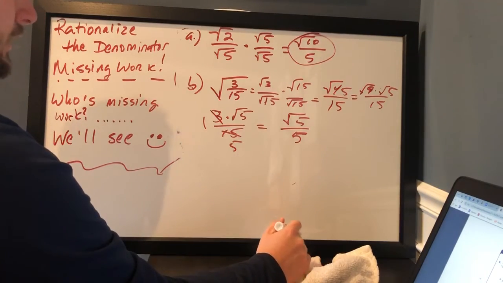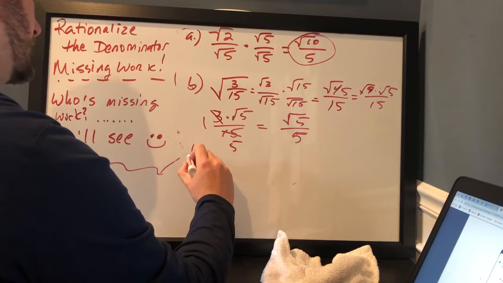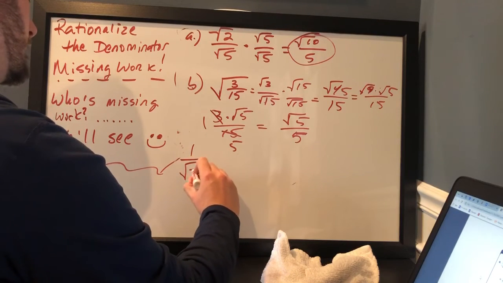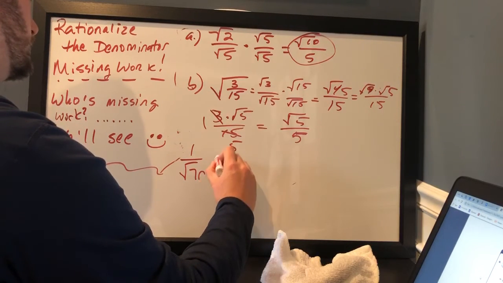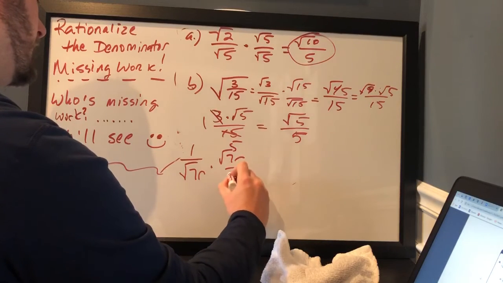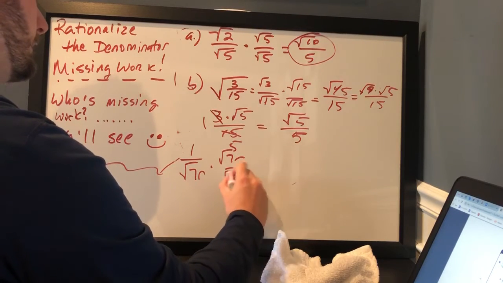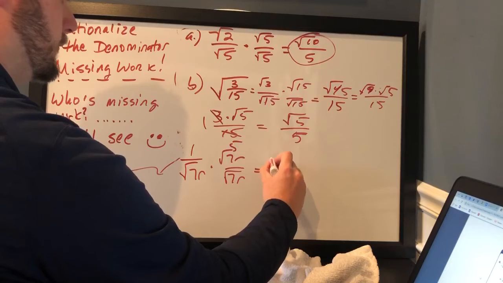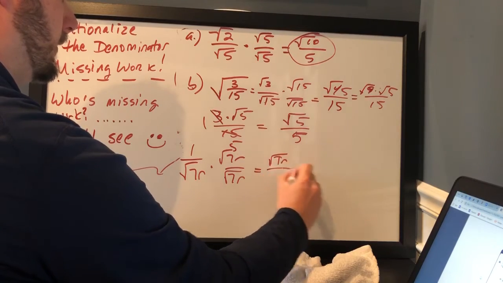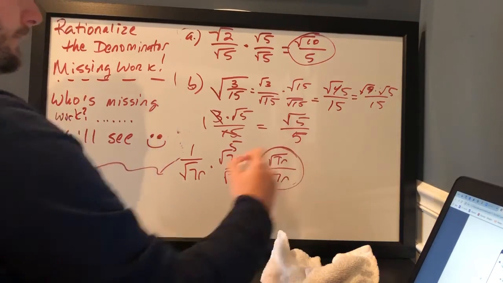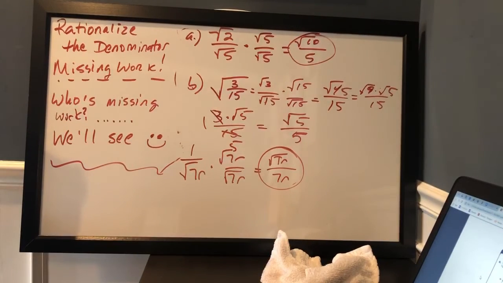All right? Okay, and the last one I had up here for you guys was 1 over the square root of 7r. Multiply everything by the square root of 7r. And you get the square root of 7r over 7r. And that would be your final answer.